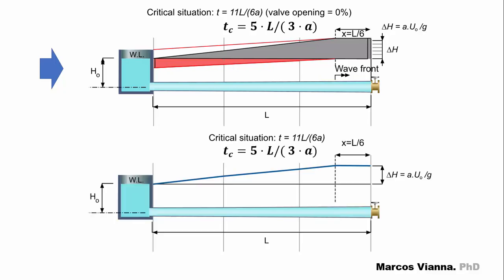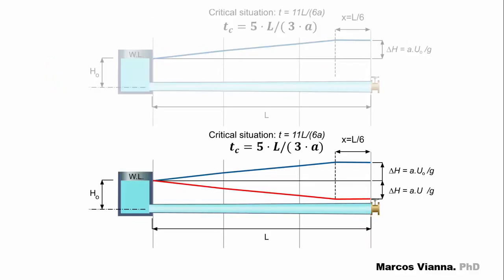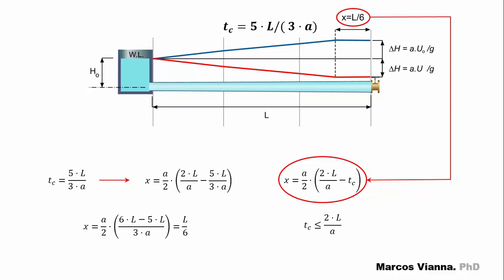And here they are again in a cleaner representation. And these will be the minimum transient pressures. In cases like this, when we can assume that the water velocity variation is proportional to time, we can predict the maximum distance of the maximum pressure in the pipeline. This is the formula. In our example, in which the time closure was 5L over 3A, the distance of the maximum pressures was equal to L over 6, as we can see here.